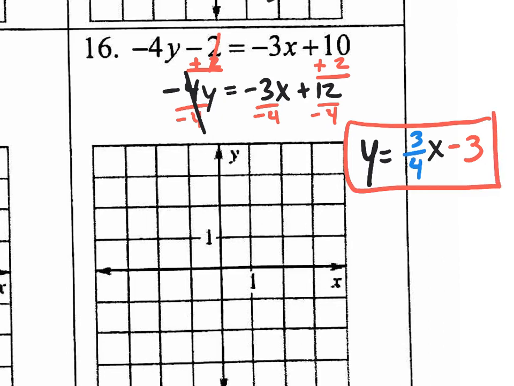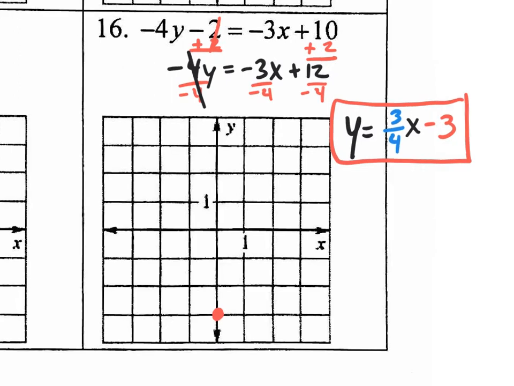After you have it in slope-intercept form, now you could actually graph it. The b value is at -3, so it crosses at -3. From that point, you rise and you run according to your slope. Rise 3, run 4. Rise 1, 2, 3, run 1, 2, 3, 4. So that'd be your next coordinate right on the edge. You just connect your dots and you're done. That came out kind of crooked, sorry. Well, you get the idea.